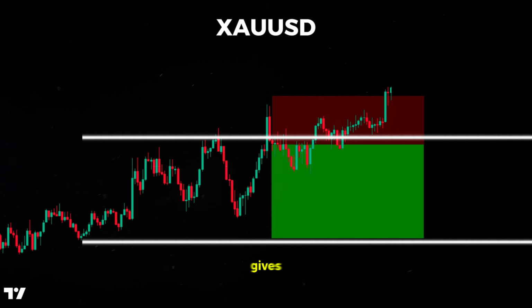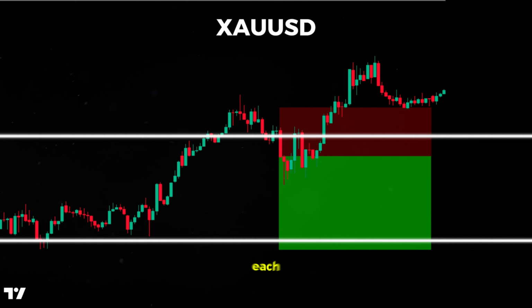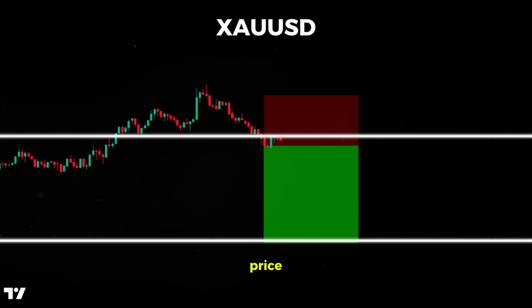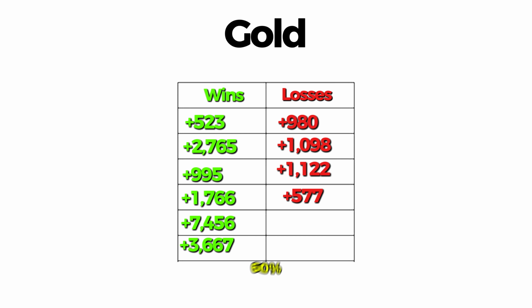Following day, price gives back-to-back short setups. Both hit the stop, 2 losses in a row, 1R each. Then another short, and this time, price finally hits the target, 2R. Out of 10 gold trades, 6 wins, 4 losses, 8R total, 60% win rate.